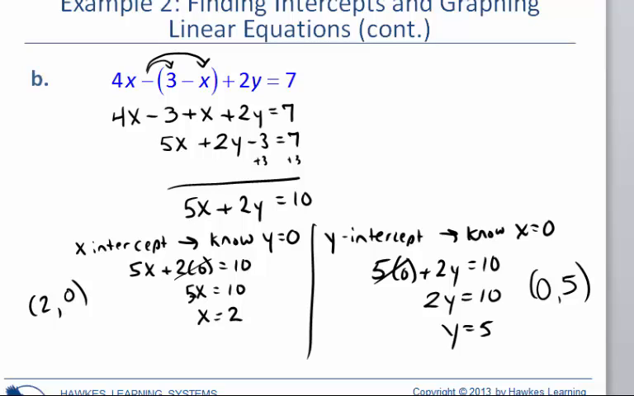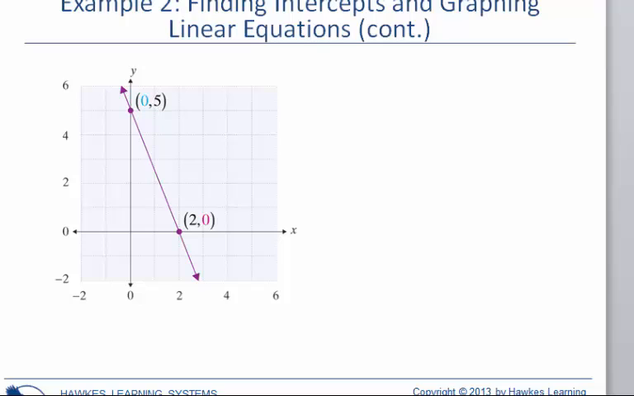And again, to plot this equation, we're going to plot these 2 points and connect them with a straight line. So you can see that that's done here. We have the point (2, 0) plotted, we have the point (0, 5) plotted, and we have connected them to draw our equation.